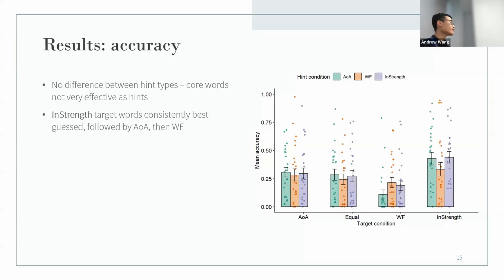But looking at the differences between the target conditions themselves, we found bigger differences there. What we found is that the in-strength target words were consistently more accurately guessed, followed by the AOA, and lastly, the WF target words. So there were bigger differences between the types of target words when we looked at the target words, regardless of what the hint condition was.